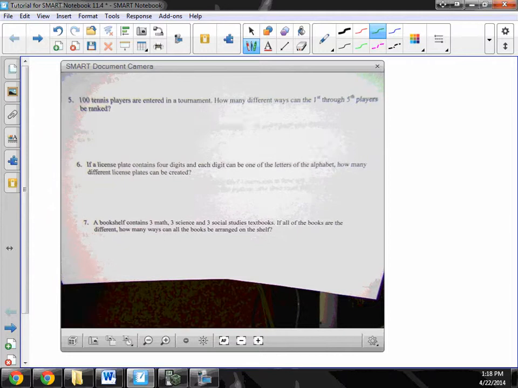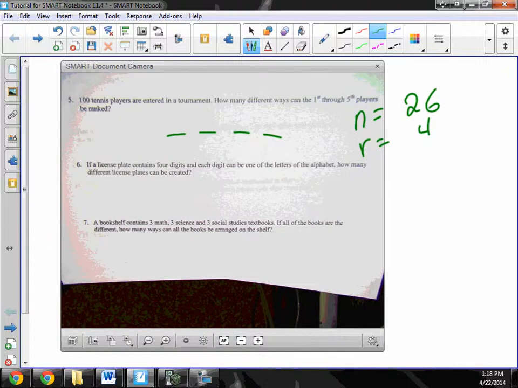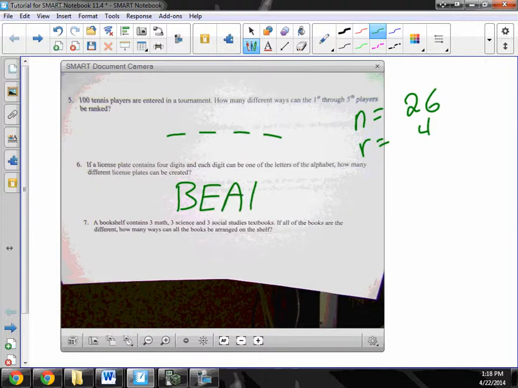Okay, number 6. If a license plate contains 4 digits and each digit can be one of the letters of the alphabet, how many different license plates can be created? So N is 26 and R is 4. So we have 4 spaces. Combination or permutation? Permutation. Why? Because if Bo went and got a vanity license plate with his name on it, and it came out like this, he would be really upset, right? So, does Bo equal Obe? No. Therefore, it's a permutation.